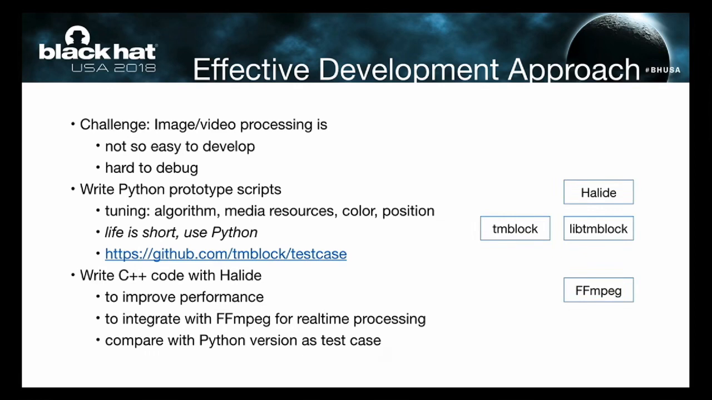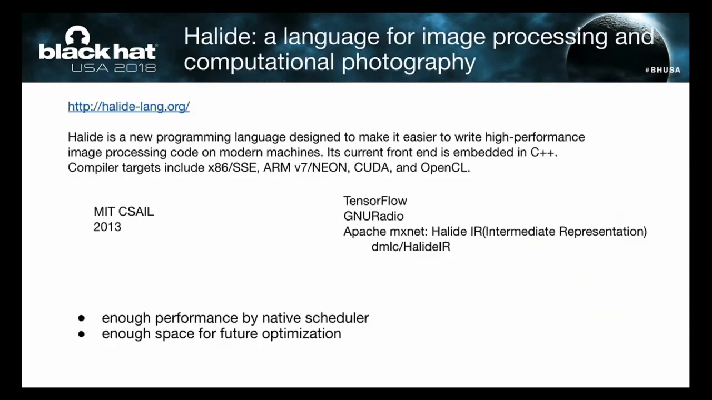And then we start writing serious C++ code with Halide. In this approach, we can improve the performance, and we can integrate it with FFmpeg for real-time processing, and we can use our Python code as a test case, I think.